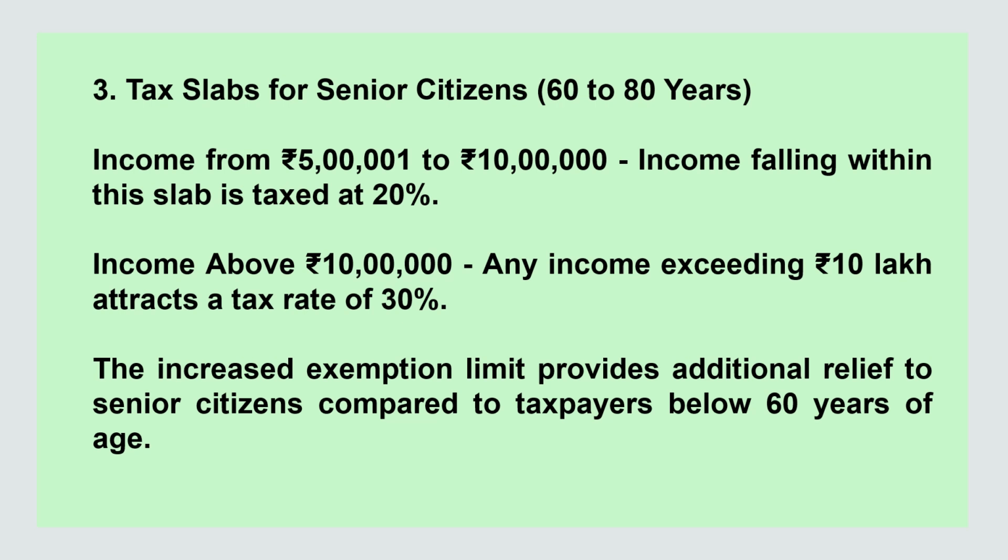Income from rupees 5 lakh 1 to rupees 10 lakh: income falling within this slab is taxed at 20%. Income above rupees 10 lakh: any income exceeding rupees 10 lakh attracts a tax rate of 30%. The increased exemption limit provides additional relief to senior citizens compared to taxpayers below 60 years of age.